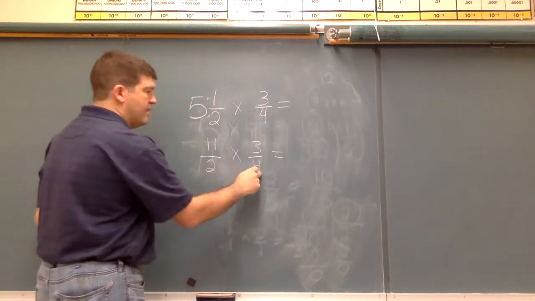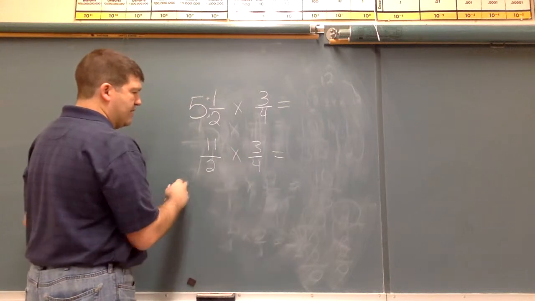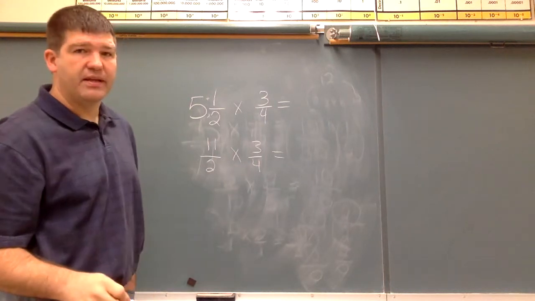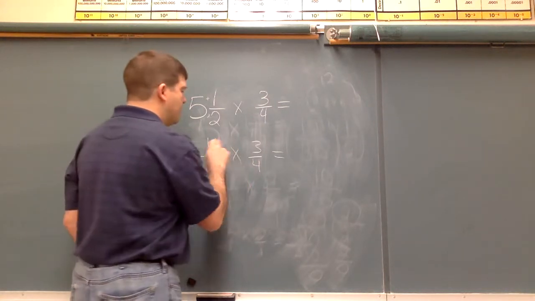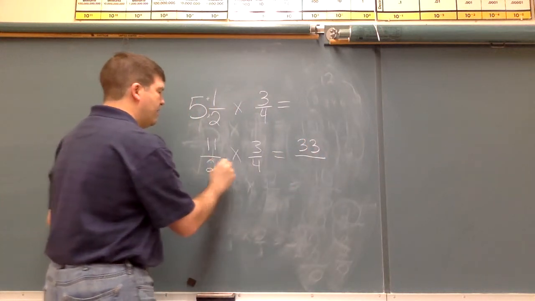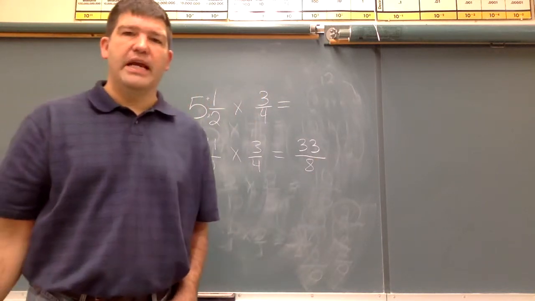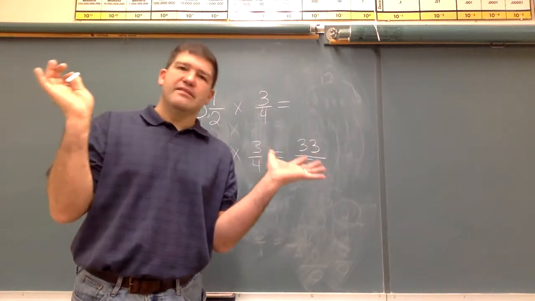So I have a nice fraction and a nice fraction. I'm good. Now I can either cross cancel, which I'm looking and I can't do any of that. So I'm just going to go across. 11 times 3, 33. 2 times 4 is 8. 33 over 8. And that's really big. It's going to fall over.